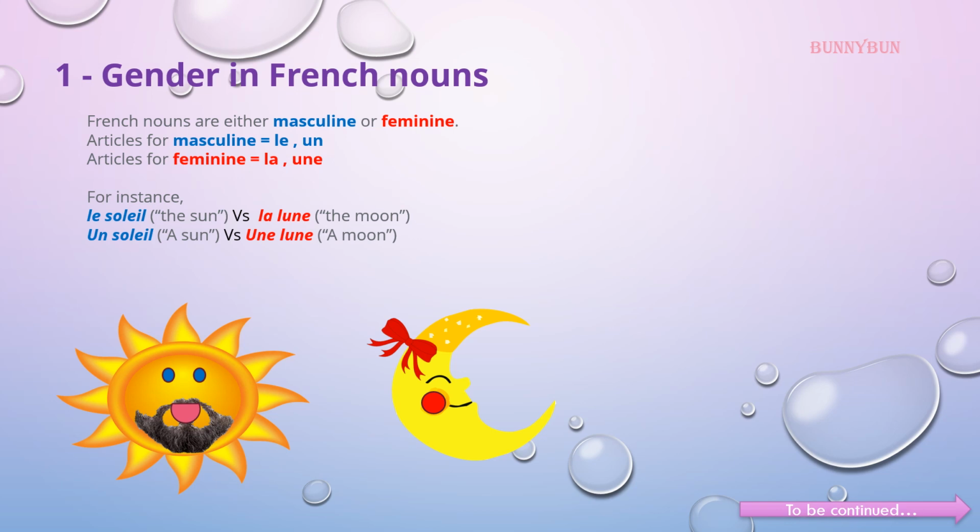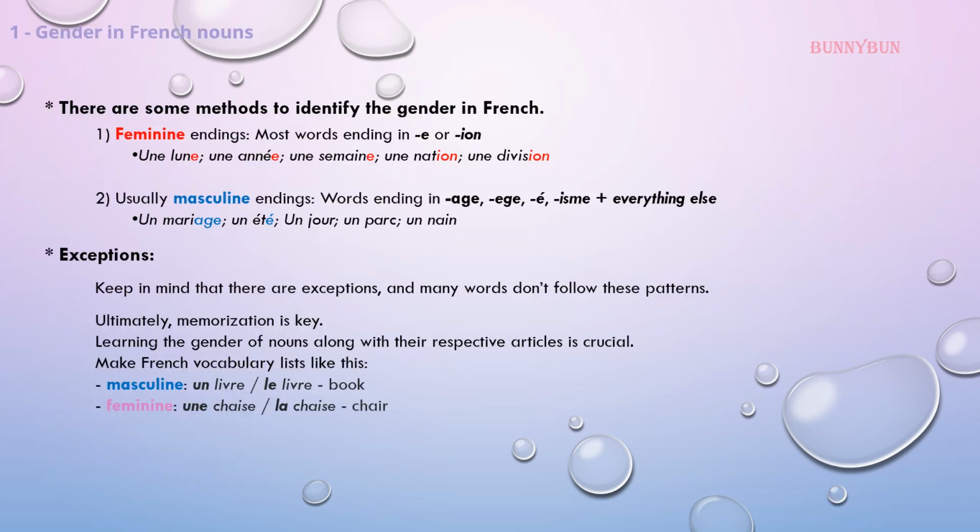The articles for masculine are le and un, while the articles for feminine are la and une. For instance, le soleil, the sun, versus la lune, the moon. Or un soleil versus une lune.